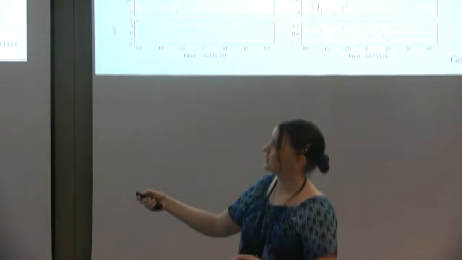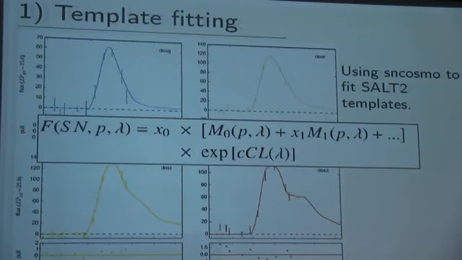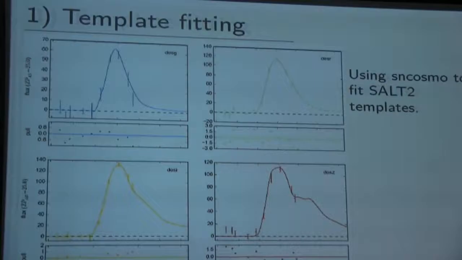Okay, so the first one is template fitting. Like I said, this is kind of the industry standard. This is how we've been doing type 1A supernovae for years. We're using the SALT-2 template. So here I've got light curves in different bands, and you can see that this is the model that's used to fit them. It works very well. For 1As, it fits very well. This is only a 1A model, so the non-1As we expect to not fit well.